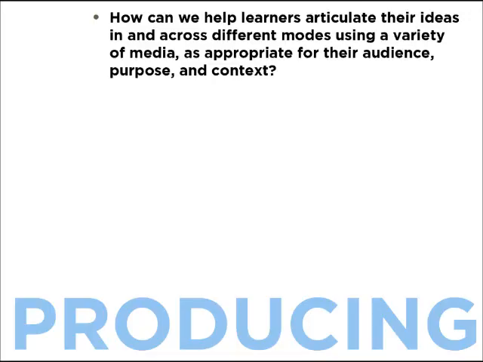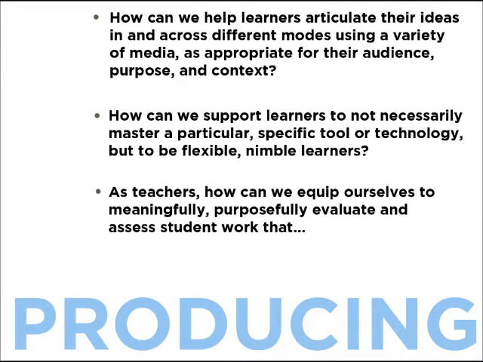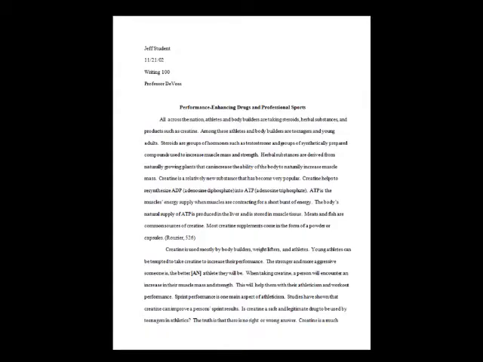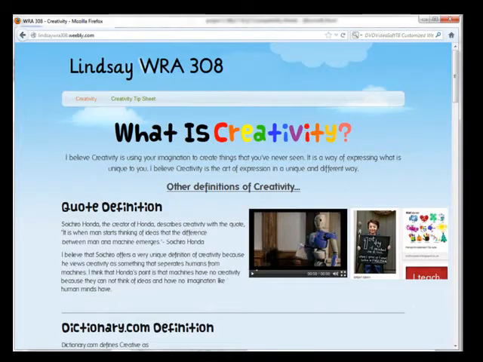In the second workshop on producing and creating multimodal text, we'll address questions like these. How can we help learners articulate their ideas in and across different modes using a variety of media as appropriate for their audience, purpose, and context? How can we support learners to not necessarily master a particular specific tool or technology, but instead to be flexible, nimble learners? And finally, as teachers, how can we equip ourselves to meaningfully, purposefully evaluate and assess student work that may look less like this and more like this, or this, or this?